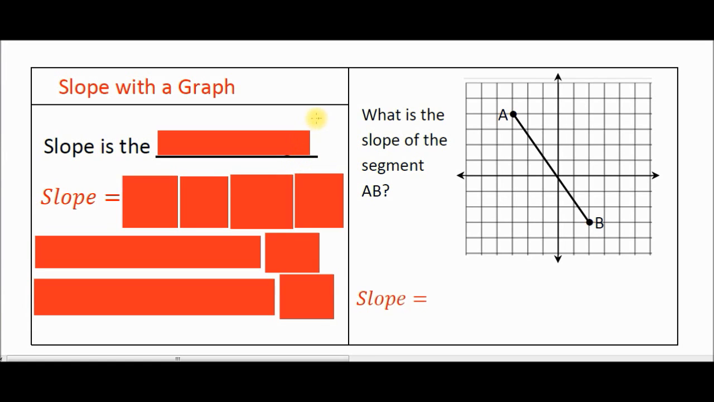So here we are on the top flap of section number 3. Go ahead and fill out the title, which is slope with a graph. We're going to also have to be able to figure out slope when all we have is the two endpoints, and we're going to need to figure out slope when all we have is an equation. So in this case, it's slope with the graph.